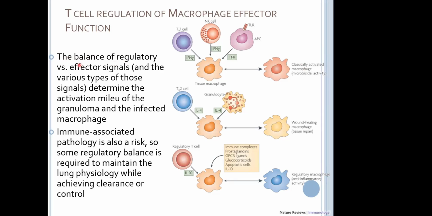And so it's this balance of regulatory versus effector signals and the various types of those signals that determine the activation milieu of the granuloma and the infected macrophage. So if you've got great Th1 cells making interferon gamma and NK cells making interferon gamma, other innate inflammatory cells making TNF and interferon gamma, they're going to tell that macrophage to just really start killing that bacteria, acidify those endosomes, make reactive oxygen intermediates, reactive nitrogen intermediates, really be as inflammatory as you can be to kill that bacteria, which is what you're going to have to do because those bacteria are super, super strong and resistant to death because they've got that big waxy coat around them. It's like encased in a candle.